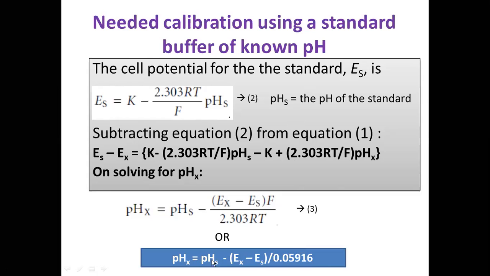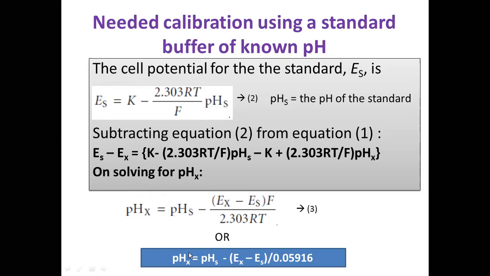So why do we do this? Why is this equation required? While calibrating the pH meter or while calibrating the potentiometer in order to measure the pH, you need to have the pH of the standard, EMF of the unknown and EMF of the standard. Then only you can have the correct value of the pH, accurate value of the pH for the unknown.